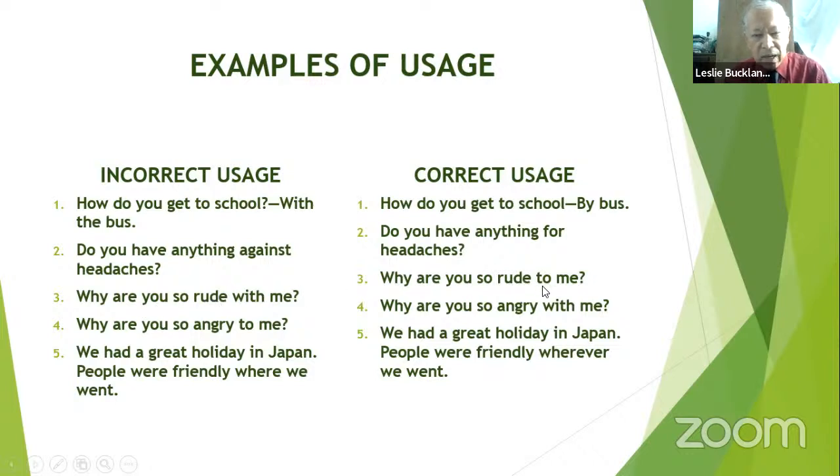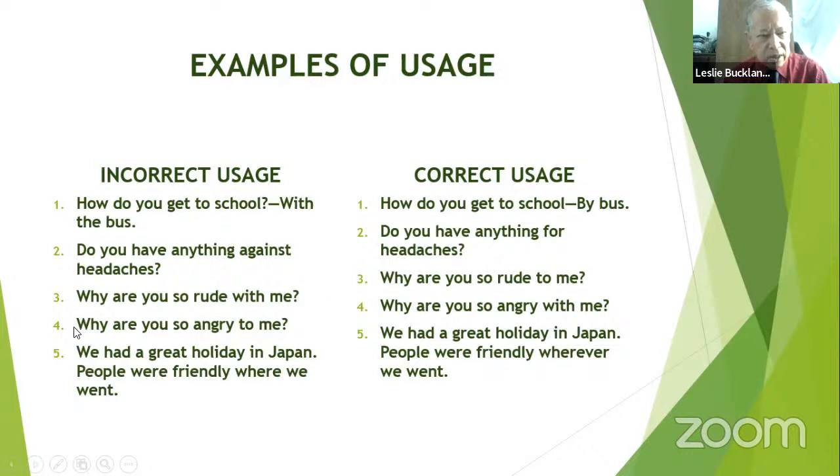Why are you so rude with me? We say something else. We use the preposition to. Why are you so rude to me? Okay, and although the meaning is basically the same, you are actually saying, why are you so rude towards me or to me? So this is the correct usage from the prescriptive tradition. This is the way it is ordinarily used by English language speakers.